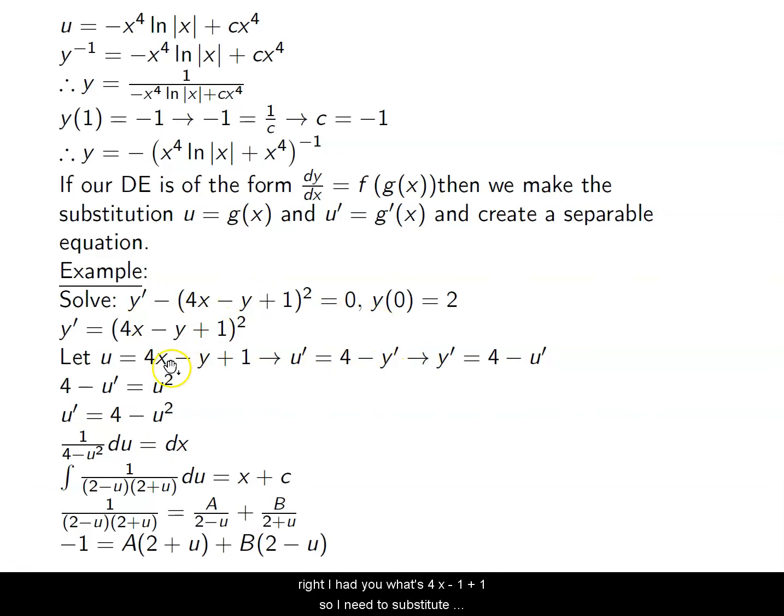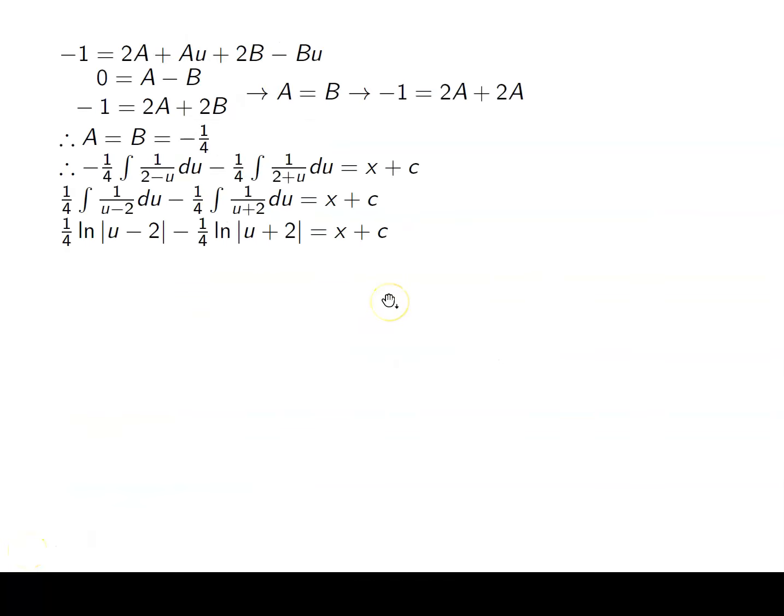I had u was 4x minus y plus 1. So I need to substitute those back into my equation. However, before we do that, notice that we have a common term on the outside. We also have a subtraction here between natural logs. So let's whittle this down a little bit first before we get too crazy.